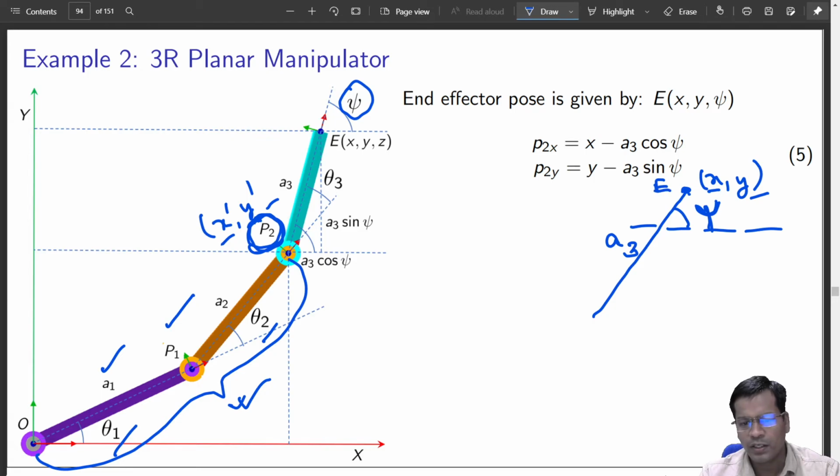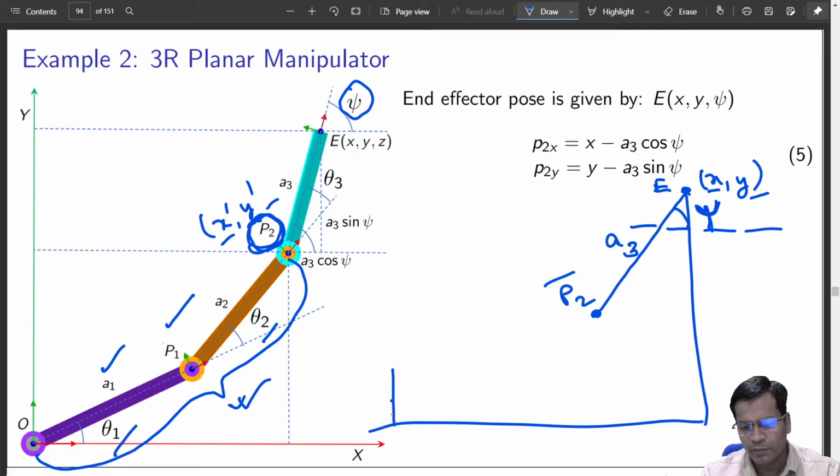This is an isolated figure of the same manipulator. And what is this point? This is nothing but P2. I want to find out P2. So how much is P2? So if this is X, so the whole frame is something like this, X and Y go like this. So this distance till here is X. This distance till here is Y. So you know this point. If you know A3, and you know this angle psi, so how much is this?